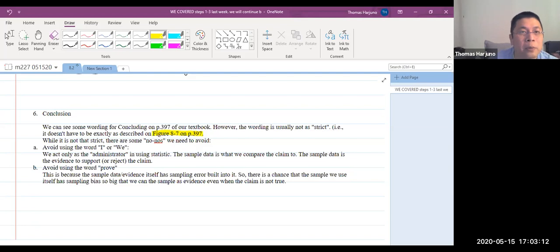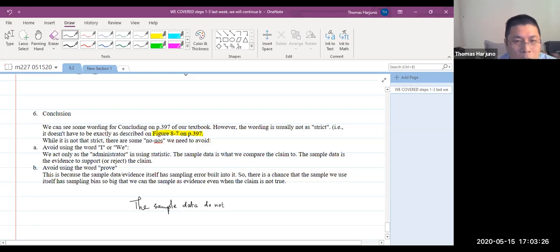So for example, suppose I write this, the sample data do not, or does not, I don't know what is the correct one, support the claim. Now you cannot stop here. You need to copy paste the claim. What is the claim? For example, that the principal, blah, blah, whatever you said in your step 1. You have to say it again.